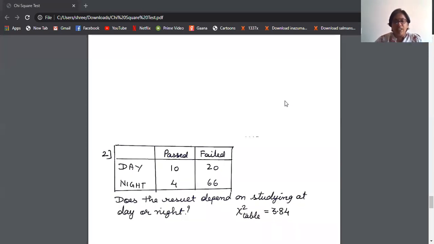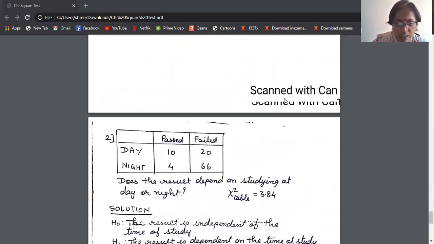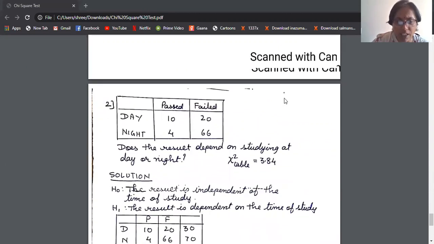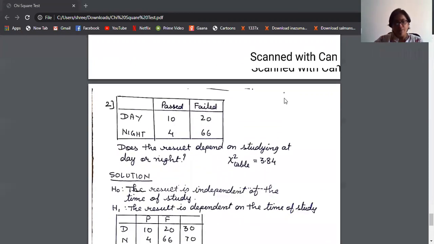See, this was the second use that I had told you. We want to find out if there is any association between the time of study and the result. Okay, so our H0, we can set up the H0 as, yes, the result is independent of the time of study. You can directly say that. Okay, so let H0 be that the result is independent. So naturally your H1 will be the result is dependent.